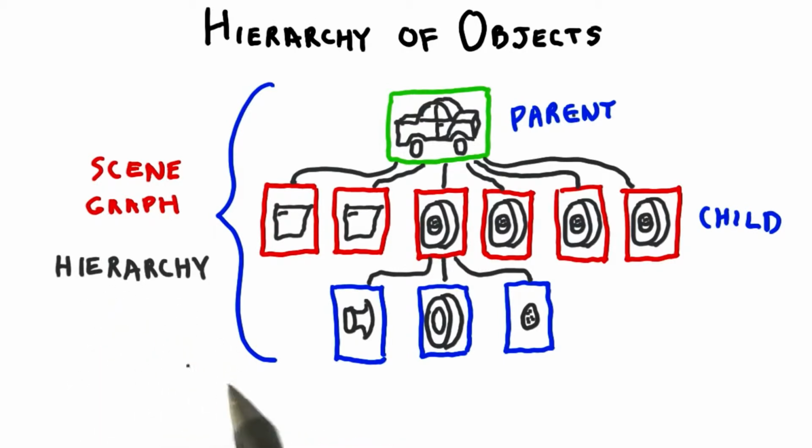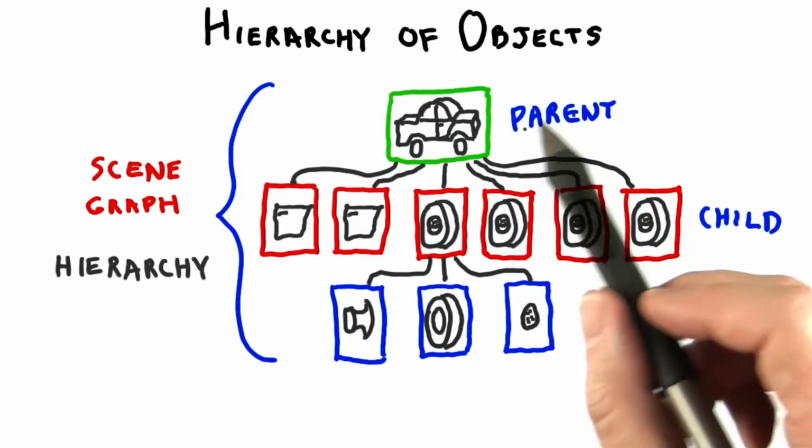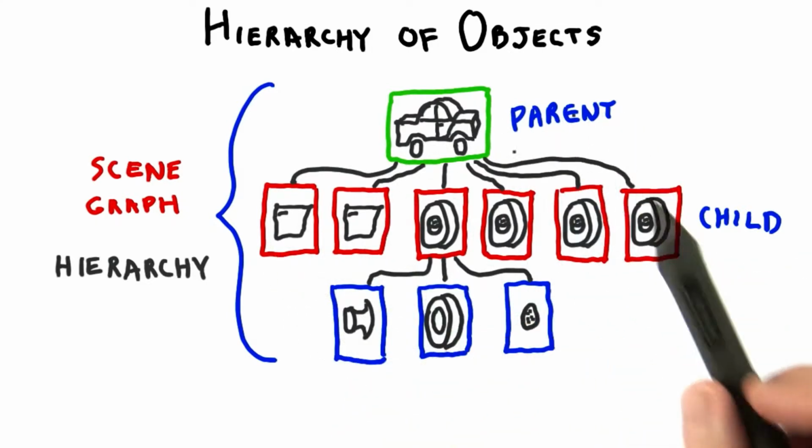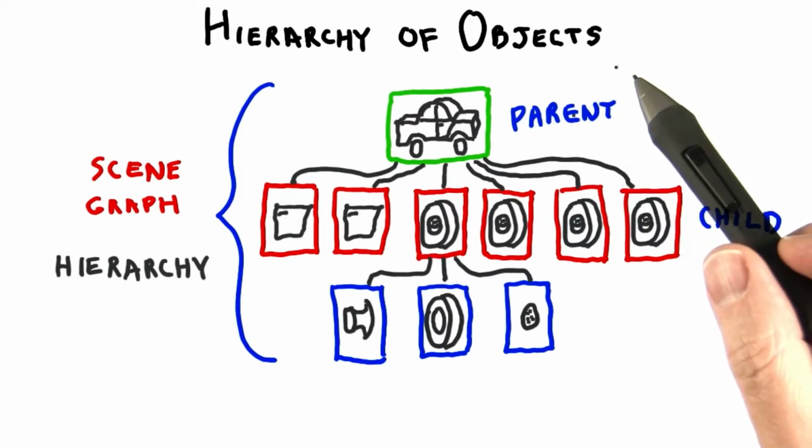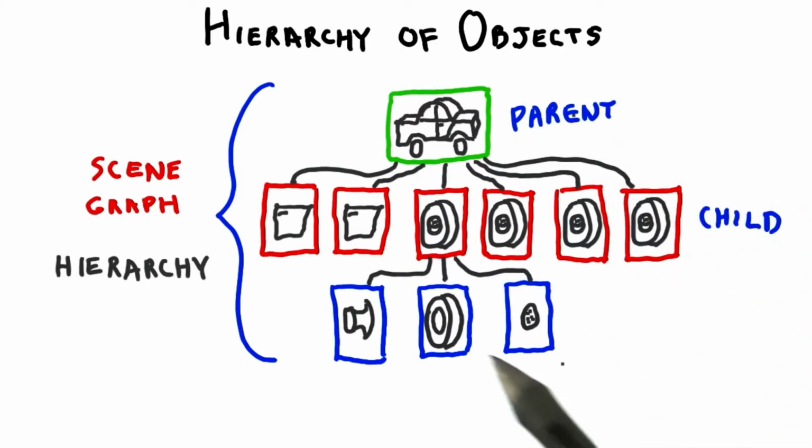With this hierarchy, we can do a lot. For example, we can move the whole car by applying a transform to just the parent. The other objects in the hierarchy will automatically be updated with this transform and follow along with the body. We can also affect objects within the hierarchy. If I change the wheel's rotation, the rim, hubcap, and tire will also be updated and move along.